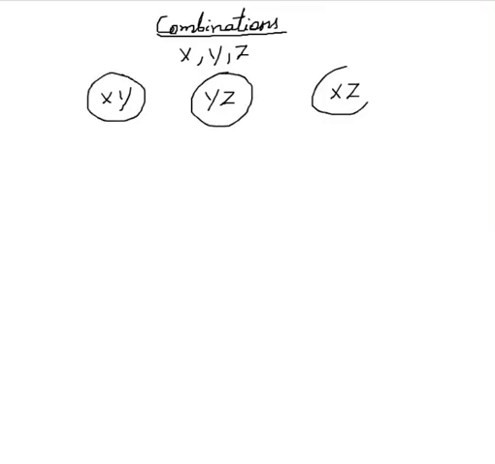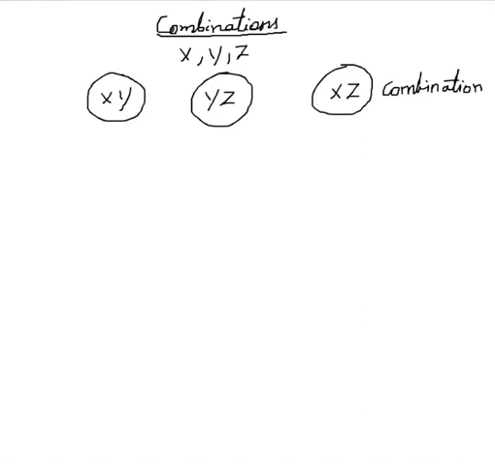Let us consider an example of selecting 2 people out of 3 people, X, Y and Z. We may select X and Y, or Y and Z, or X and Z. These are the 3 possible combinations.